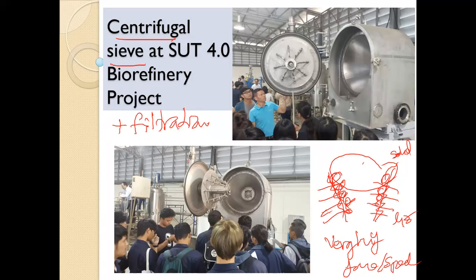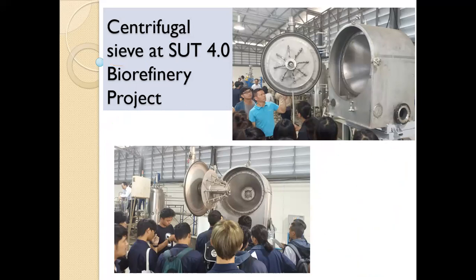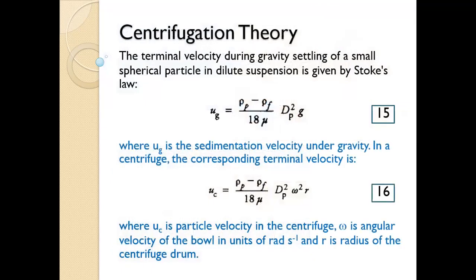This is shown in the pilot plant. I think next year we will bring you to visit the pilot plant. This is the common one we have in the pilot plant, the very big equipment. It also uses centrifuge operation together with filtration. We can use it to separate solid and liquid. You collect the liquid and send it to the next step, and the solid goes to the next step.